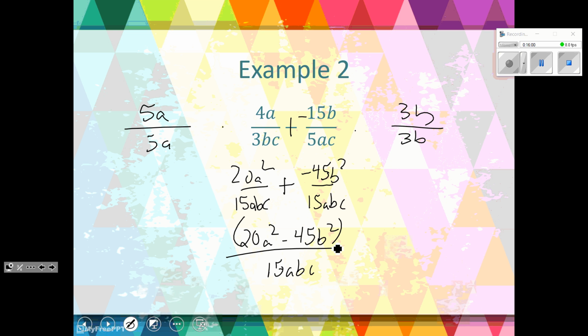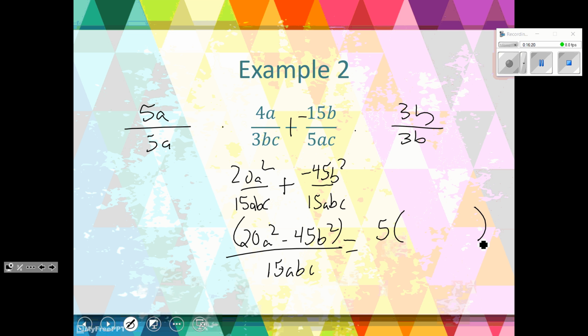There are so many rules to these, right? My question is, can that binomial factor somehow? Can I take a GCF out of it? Yes. So if I take a GCF out of this, I can take out a 5, and I'd be left with what?